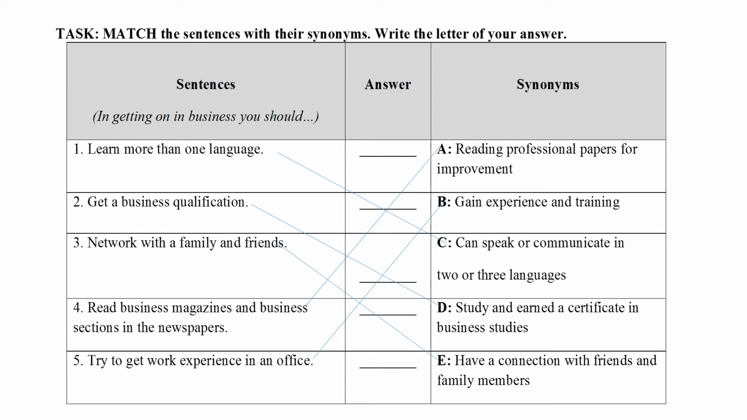So again, if you want to get in a business, you should: 1, learn more than one language, learn English, Arabic, French. 2, get a business qualification: bachelor, diploma, master's, PhD. 3, network with family and friends. Here you have to tell your friends and the family that you are looking for a job. Number 4, read business magazines and business sections in newspapers so you will be up to date. And the last one, try to get work experience in an office. Try to get training. Please remember these 5 points. Memorize them one by one, because in the exam, I might ask you, if you want to get in a business, what you should do. So here you have to say 1, 2, 3, 4, 5.